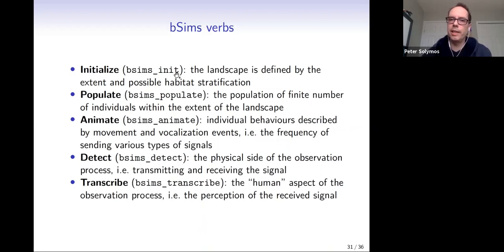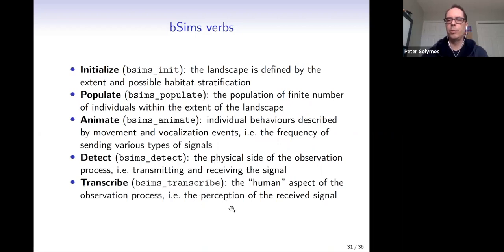You can initialize the landscape. That is just a habitat, no birds, no observer. Then you can put birds in it, how many, where exactly their nest locations are. Then you bring them alive. They are going to move and vocalize. And then once this reality is in place, then you put a detector or an observer in the middle to detect some aspect of their behavior. So this is the physical side of observation.